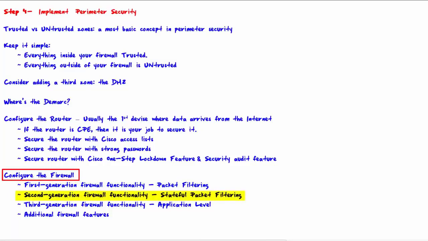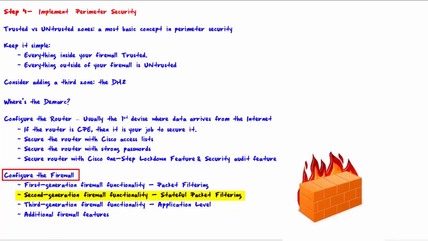Second generation firewall functionality, stateful packet filtering. Second generation stateful packet filtering occurs at layers 1, 2, 3, and 4 of the OSI reference model. The addition of layer 4, the transport layer, allows the use of connection state. The firewall will record all connections passing through it. Furthermore, it determines if any packet is part of an existing connection, the start of a new connection, or not part of any connection at all.